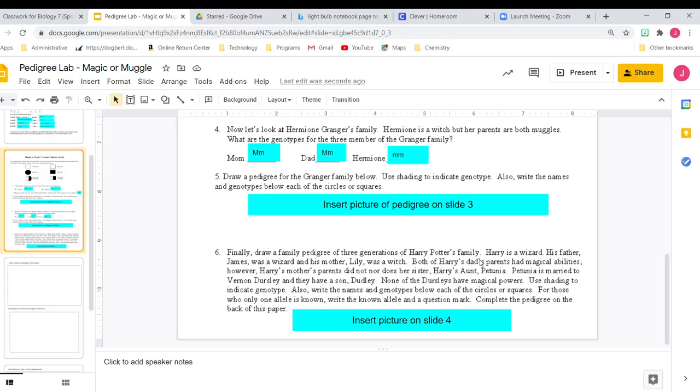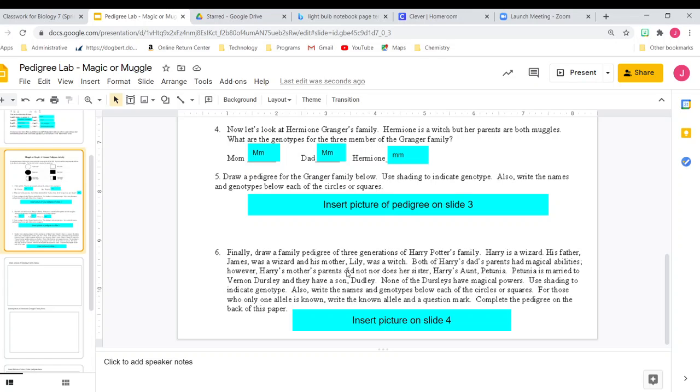Now, remember, Harry is a wizard. His father, James, was a wizard, and his mother, Lily. So you got Harry, and both of them are wizards. Both of Harry's dad's parents, okay, had magical abilities. Now, notice you don't have any names there. So you won't have any names there. You'll just have genotypes for Harry's grandparents.